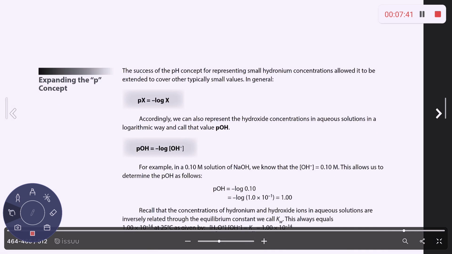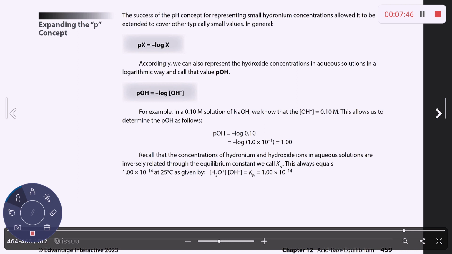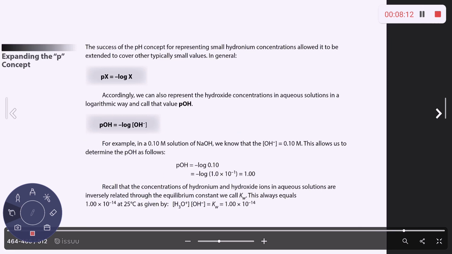Okay, now, if we want to take a look at solutions with hydroxide ions, a way of calculating something equivalent to pH is to get the pOH. So pOH is equal to the negative log of the hydroxide ion concentration. So again, do not memorize this equation. I will give this to you if needed on a test or on a quiz. And let's take a look at the next page.